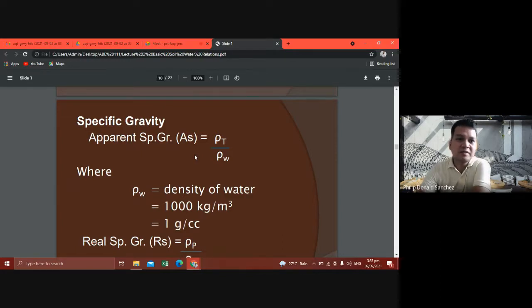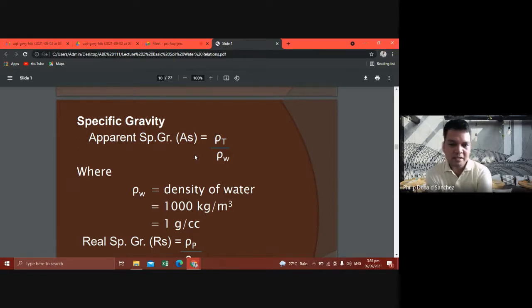So a specific gravity is just the density of the material divided by the density of water, right? So basically the density of water is 1000 kilogram per cubic meter, or 1000 gram per cc or cubic centimeter, which is 1 gram per cc.